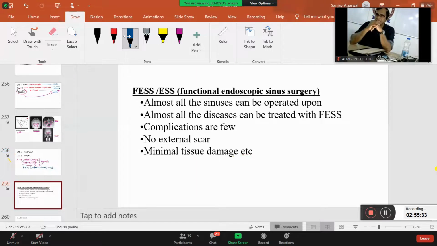First line I told you, all sinuses. Almost all indications, a lot of indications for FES. Few complications, hardly any complication in FES. No scar, obviously, there is no scar with an endoscope. And tissue damage is minimum. First points.